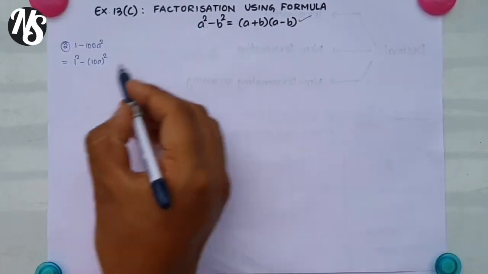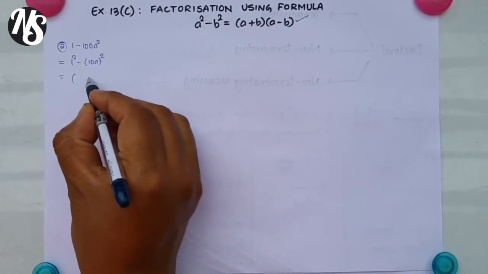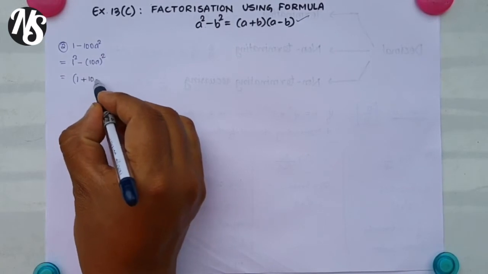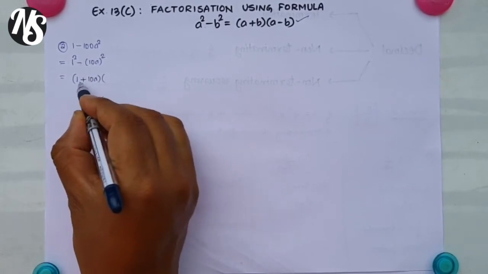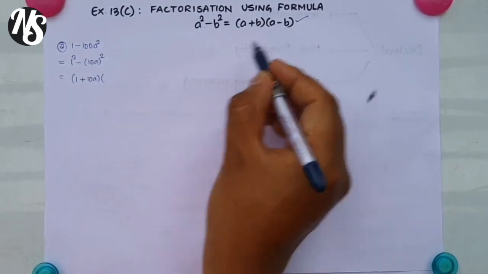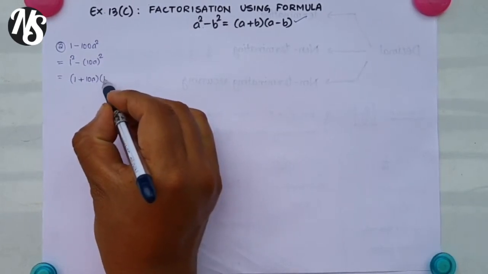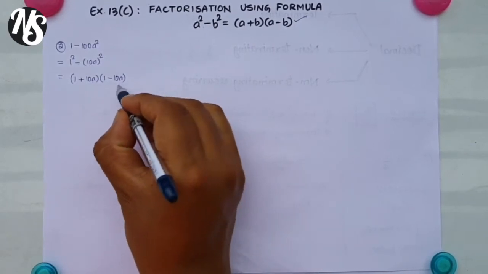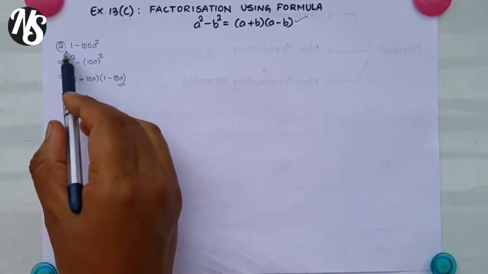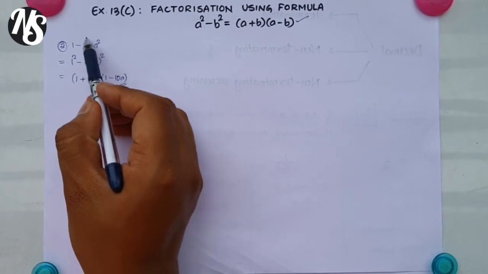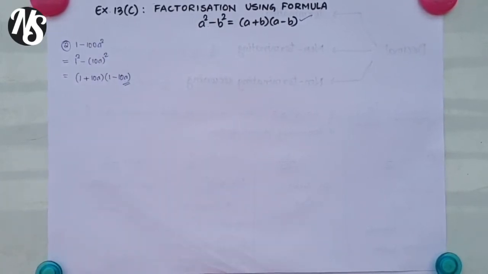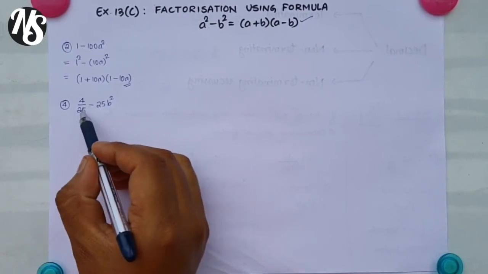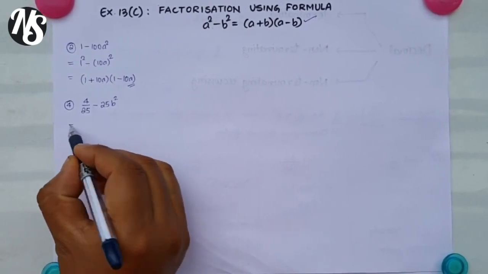A square minus b square is a plus b into a minus b, right? And a is 1 here, plus b is 10a. Okay, so a plus b into a minus b, right? So a is 1 minus b, b is again 10a. Okay, so this is my answer for this particular question. That means if you factorize this, you get this much. Okay, we'll take now question number 4, where you need to factorize this particular quantity.